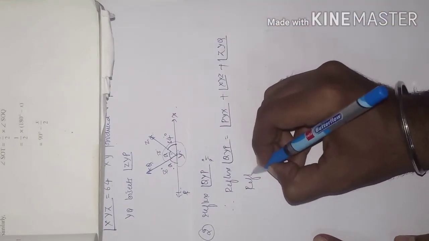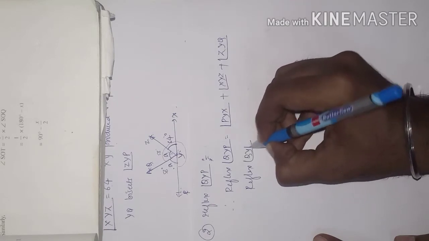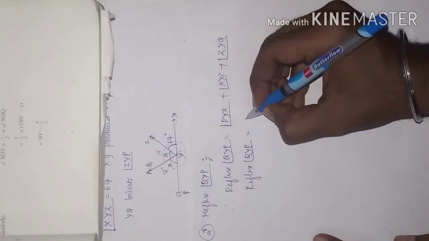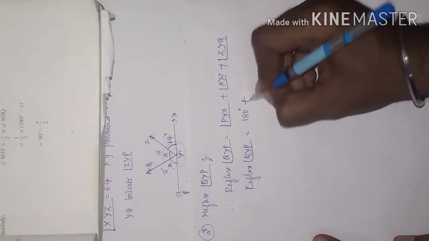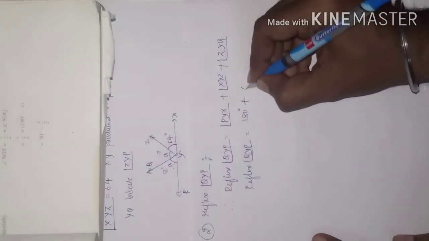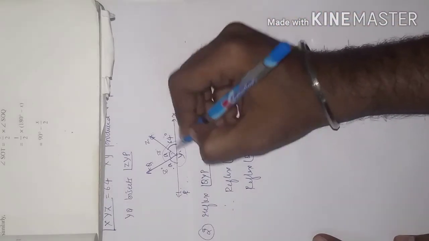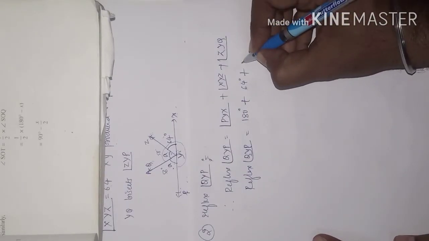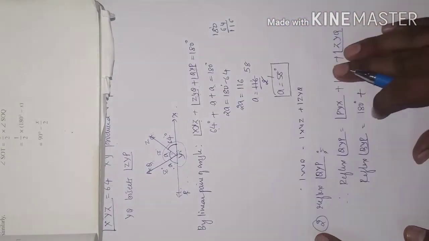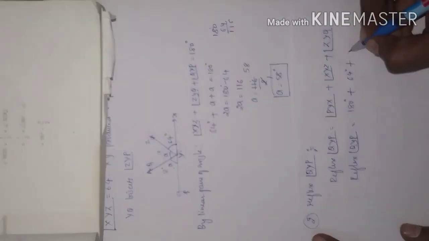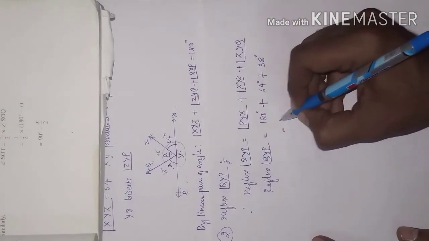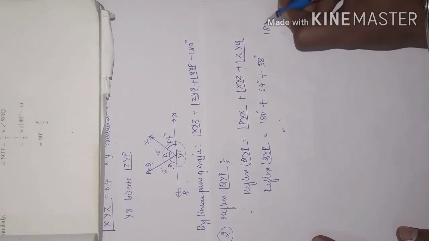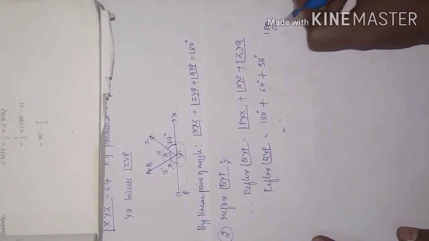So the reflex of QYP is equal to PYX, which is how much? It is a straight line, a straight angle, so we write it as 180 degrees. And XYZ is how much? 64 degrees. And ZYQ how much? It is A, and the A value we got is 58 degrees. Just look here, the A value is 58 degrees. Shall I write it directly? 58 degrees. Now 180 plus 64 plus 58.